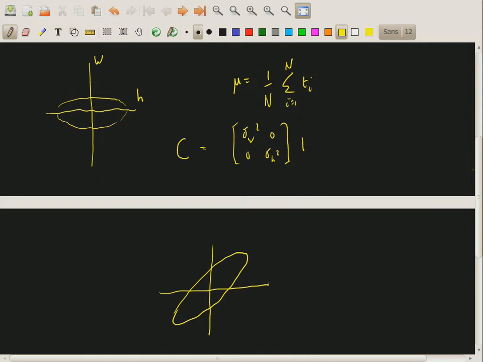So to form the rotation, well, let's look at it this way. Think of this axis here. This is sigma w. This is sigma h. So that's the standard deviation. And on a normal Gaussian, we might have a plot like this, and then a mean, and then sigma w will be somewhere up here, if this is the standard deviation.